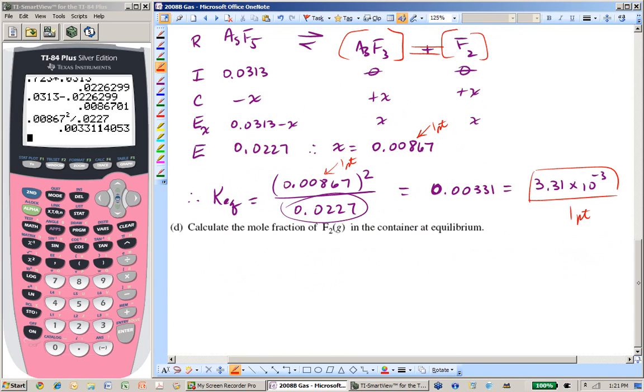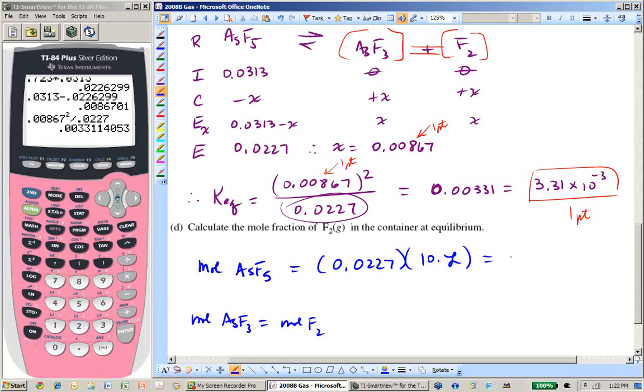And the final thing they want is for us to calculate the mole fraction of F2 in the container. So we're back to pity points. But I don't know how you could have gotten there if you hadn't done the equilibrium piece. So the moles of AsF5, the moles of AsF3, which are also the moles of F2, are what I need in order to be able to do this. And so what is this molarity? 0.0227 times the 10.5 liters of the container will get me to moles, because this is moles per liter. So my liters will cancel and I'll have moles.